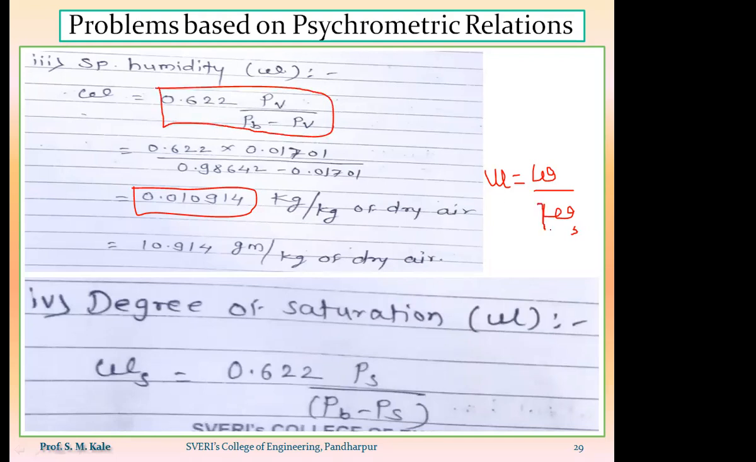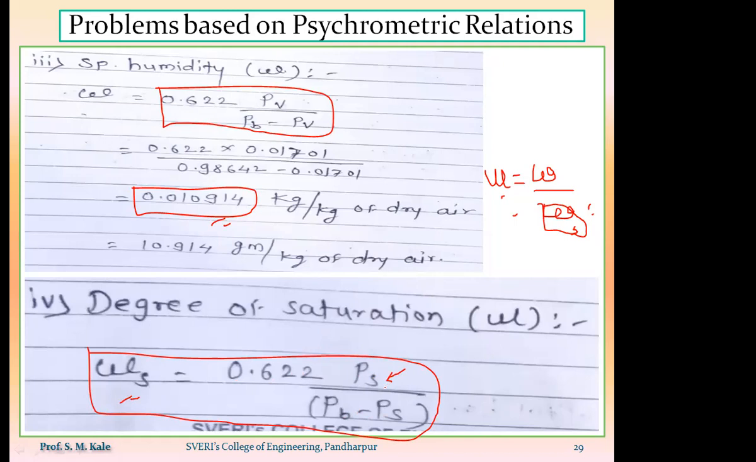So here, if I use the formula of WS, what is the formula of WS? That also we have seen. Instead of PV, that will become PS only. So this is the formula of WS. By using this formula, I will calculate the value of WS, and after calculating it, I will put that value of W, and from this equation, whatever value I get, I will automatically get the value of mu. So first of all, I will calculate the value of WS. WS is nothing but 0.622 PS divided by PB minus PS.